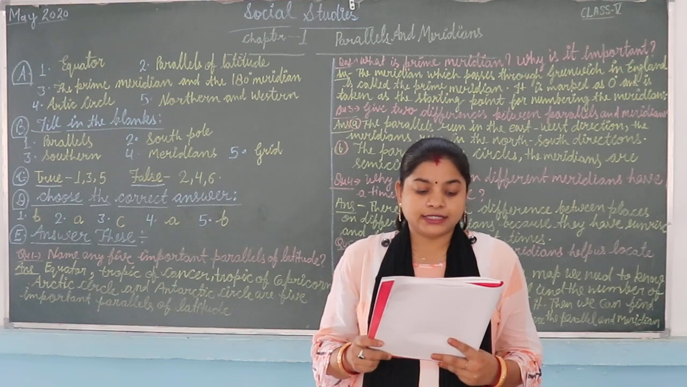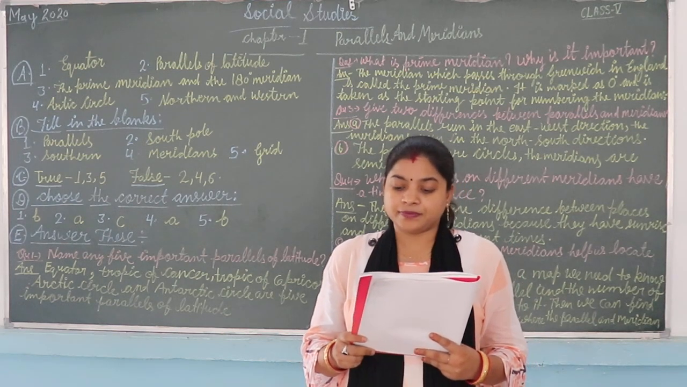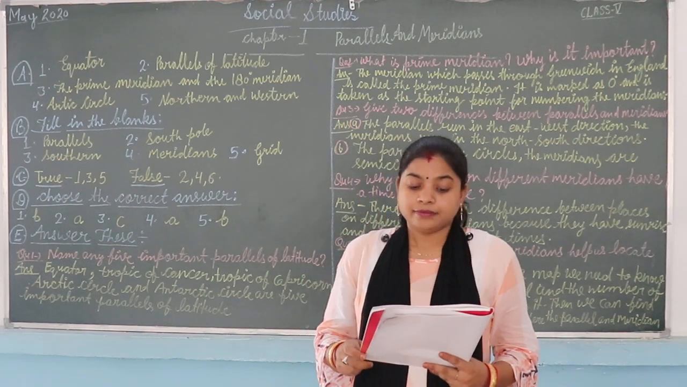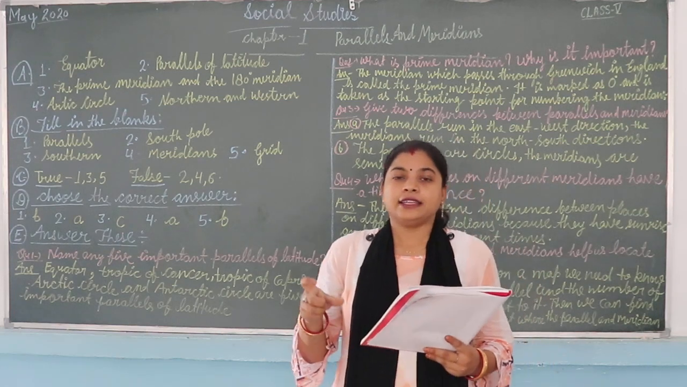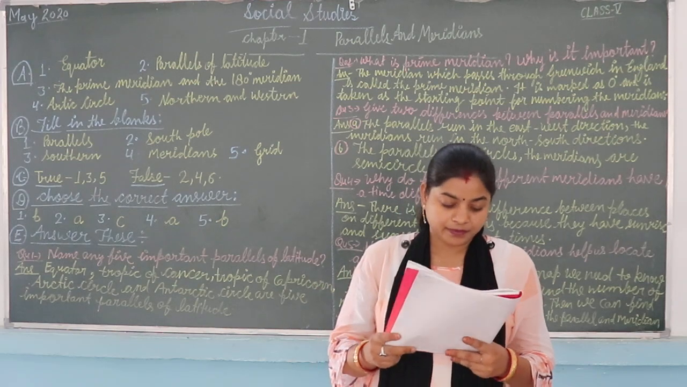The parallels of latitude and the meridians of longitude are drawn using the poles as reference points. They make a grid that makes it easier to find a place. और जो ग्रिड होती हैं ये हमें और भी ज़्यादा किसी प्लेस को फाइंड आउट करने में हेल्प करती हैं.